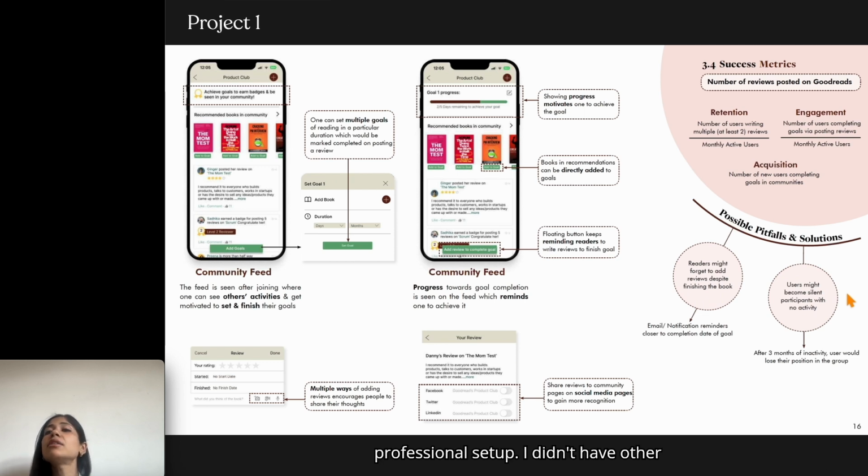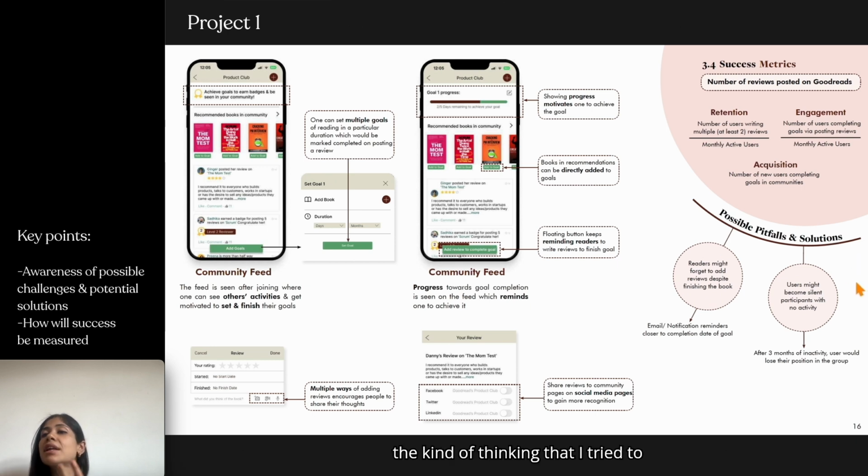I didn't have other metrics to support it. So this is the kind of thinking that I tried to depict through this project, that I can think beyond the project once it's towards completion.